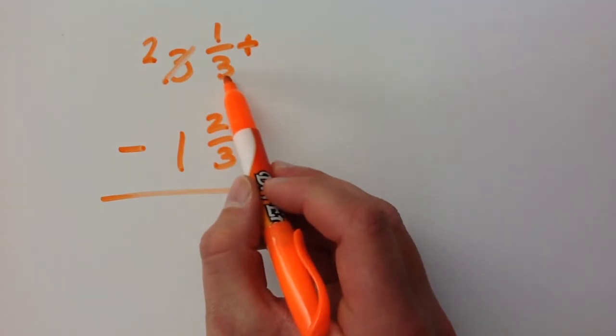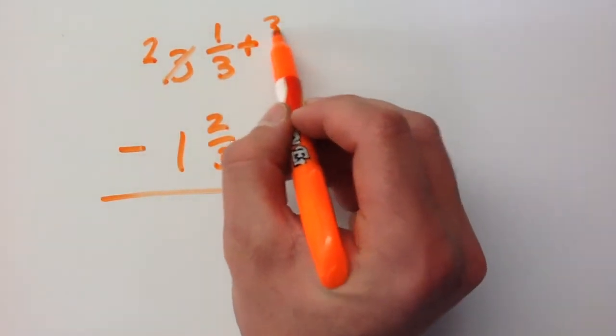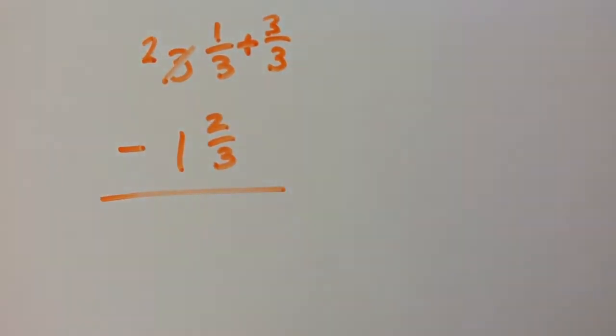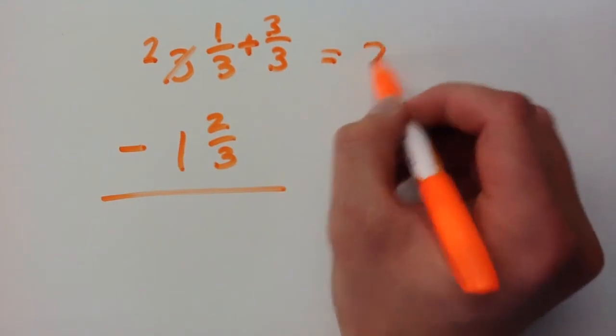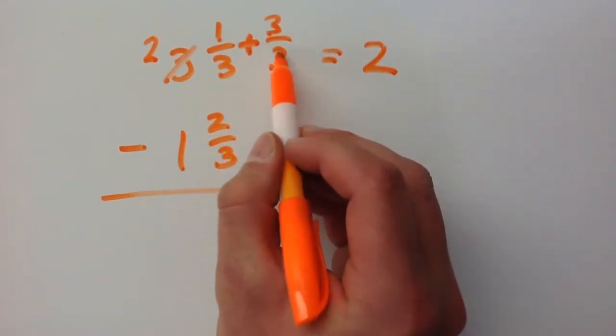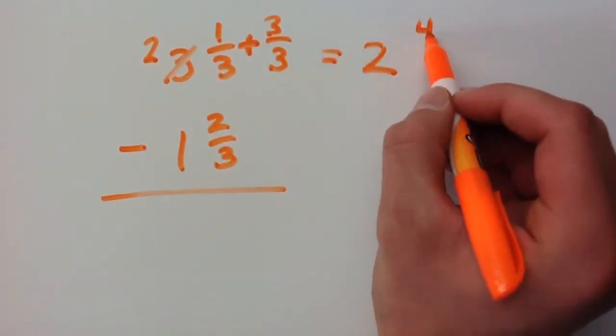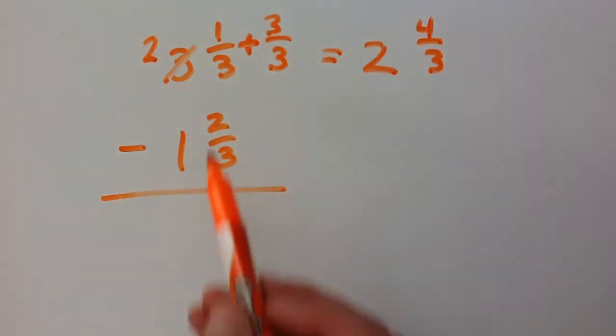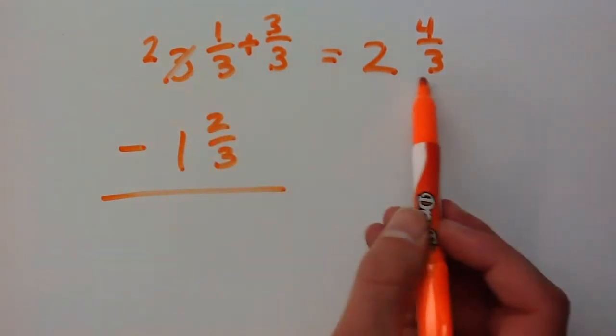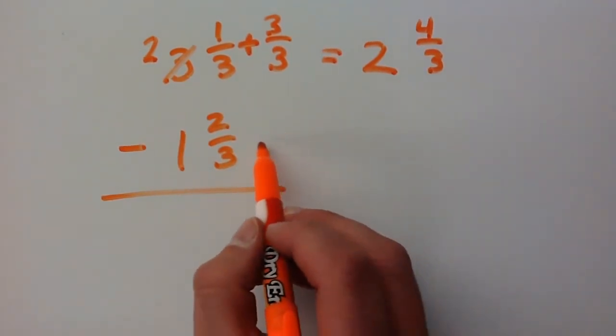Since my denominator is 3, the whole fraction would be 3 over 3, right? Because 3 over 3 would be 1. Okay, so now my top number is going to be 2. And what's 1/3 plus 3/3? Well, that would be 4/3. 2 4/3. And so as you can see, I basically unsimplified this so that I could subtract.